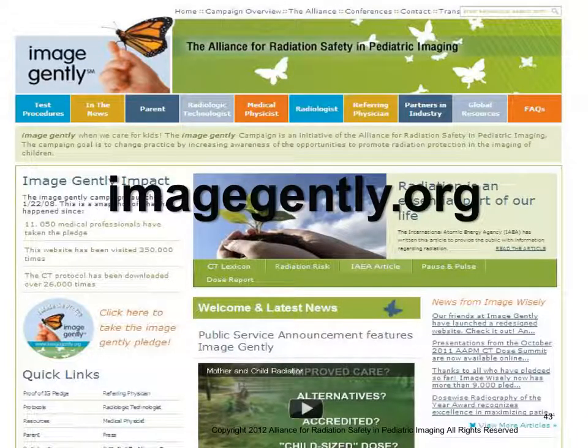Finally, look at the imagegently.org website. I encourage each of you to officially and formally take the Image Gently pledge. It demonstrates your commitment to making sure that you're optimizing your exposure and your exposure parameters for each study, for each patient, each time, and that you're committed to making sure that our pediatric patients are given the appropriate dose for their growing bodies.